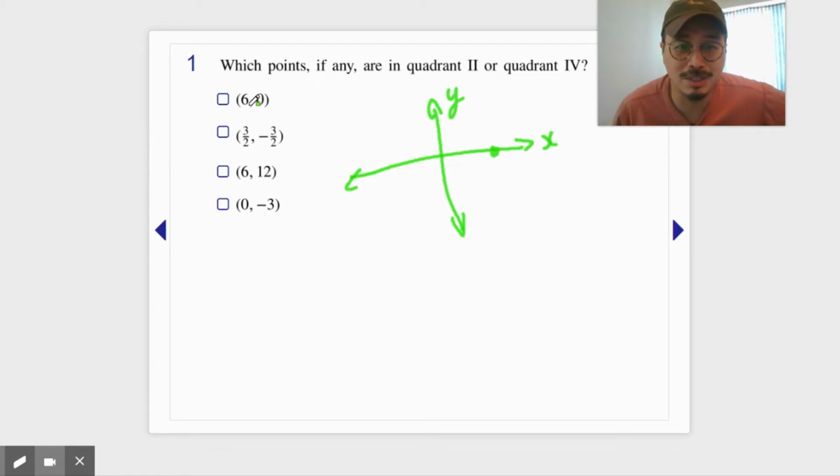So not this. 3 over 2. So that's 3 over 2. That's a fraction. So a little to the positive, down here. So that's this point, right? What quadrant is that? That's 4, right?